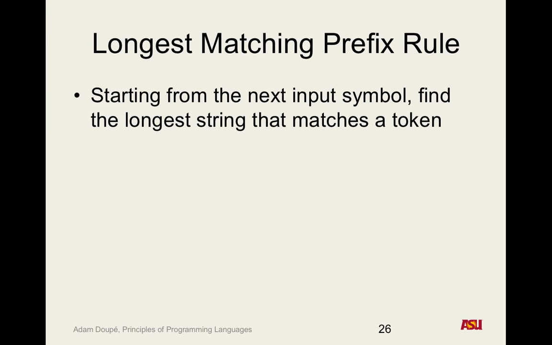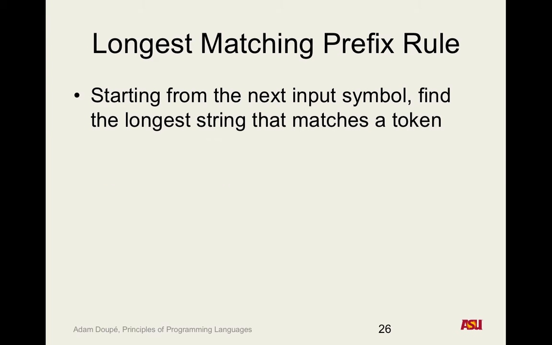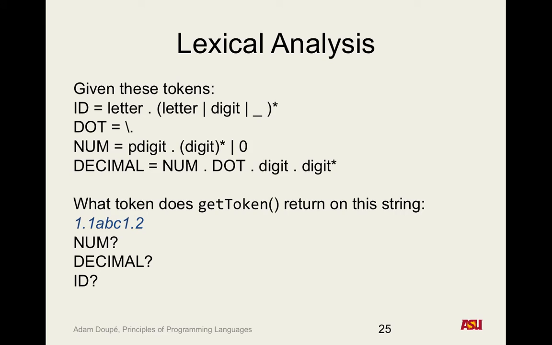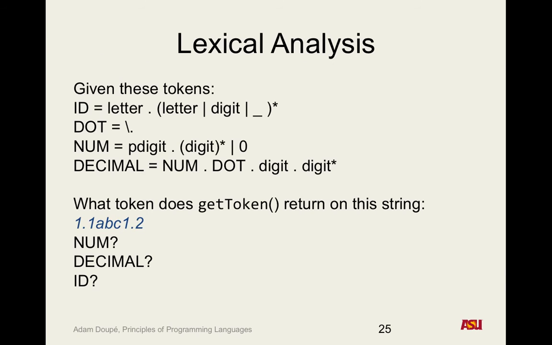You could literally come up with anything. The point is we have to have a standard. By default, we're going to break ties by preference to the token listed first in the list. So let's see if I go back here. We're going to choose an ID over a number. We're going to choose a number over a decimal, but only if the length matches. So this would be here.